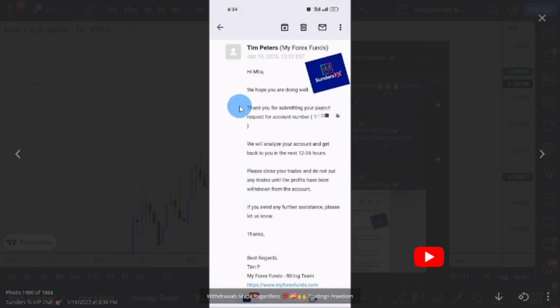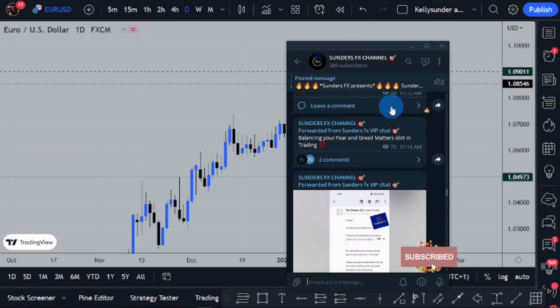Also, as you can see, this is a withdrawal made from my Forex fund account. This was a profit we made, it was withdrawn, and they paid very, very fast.